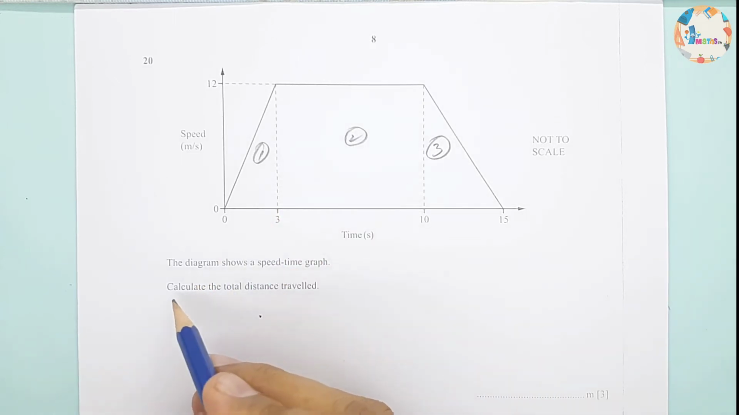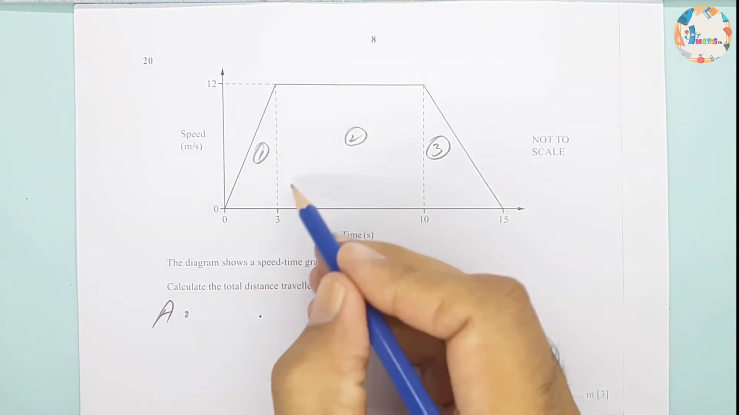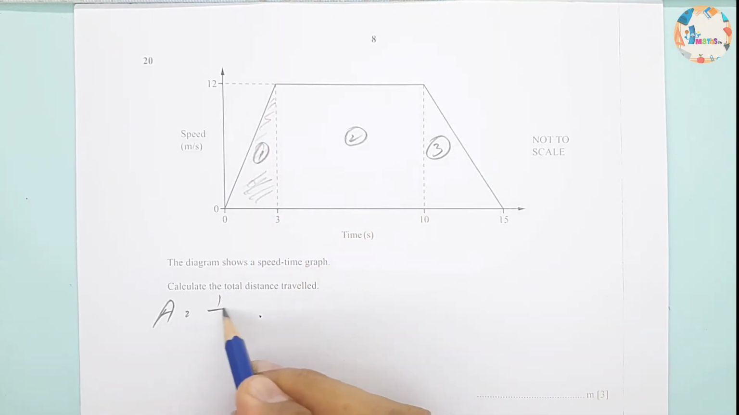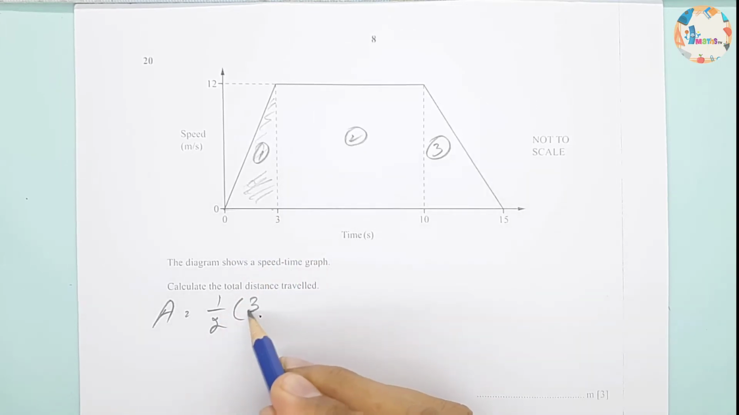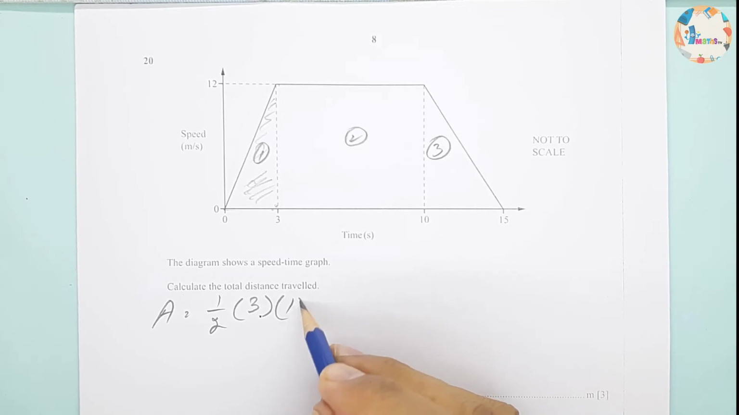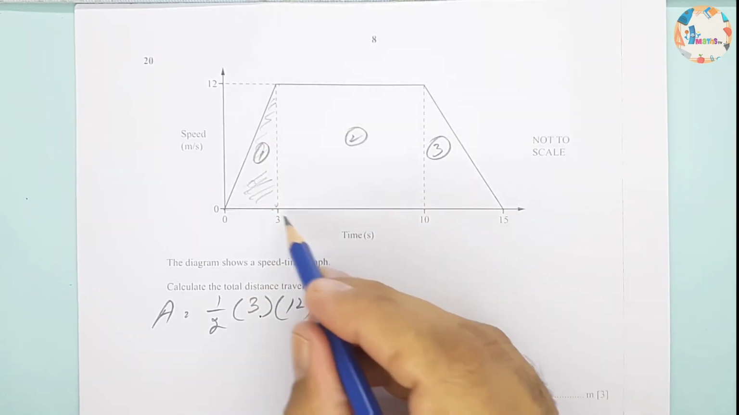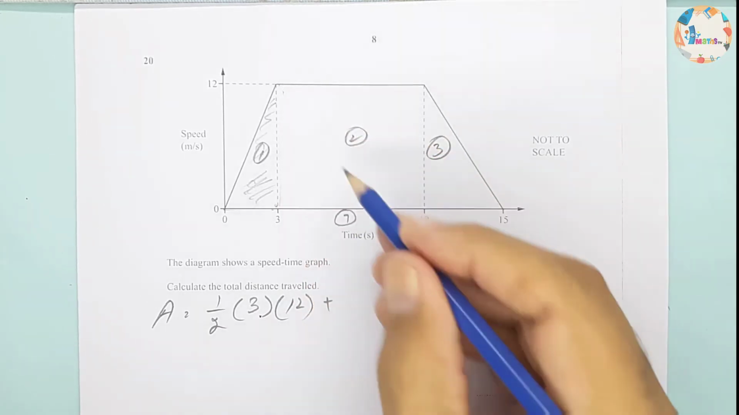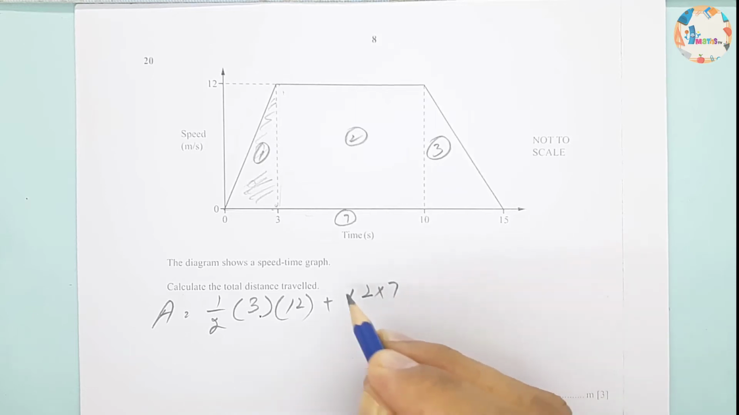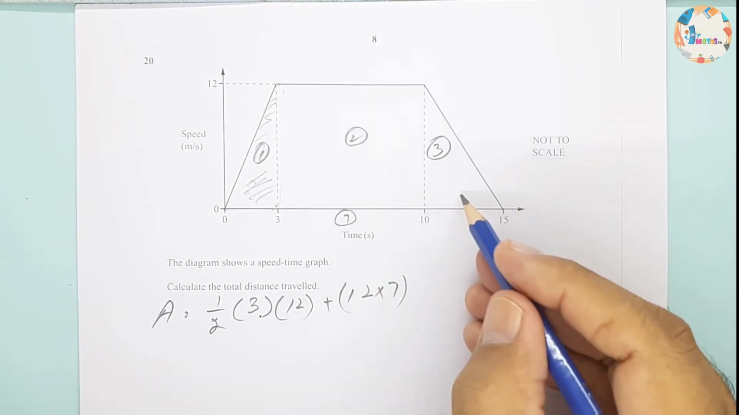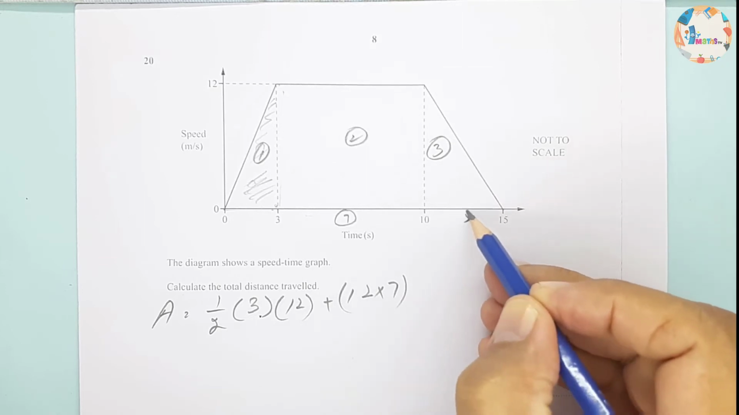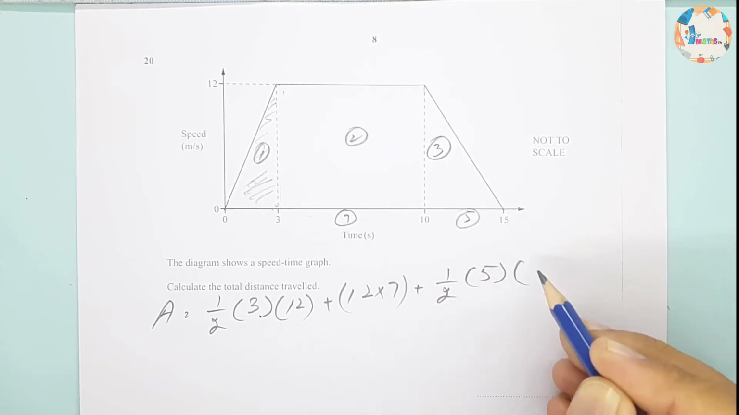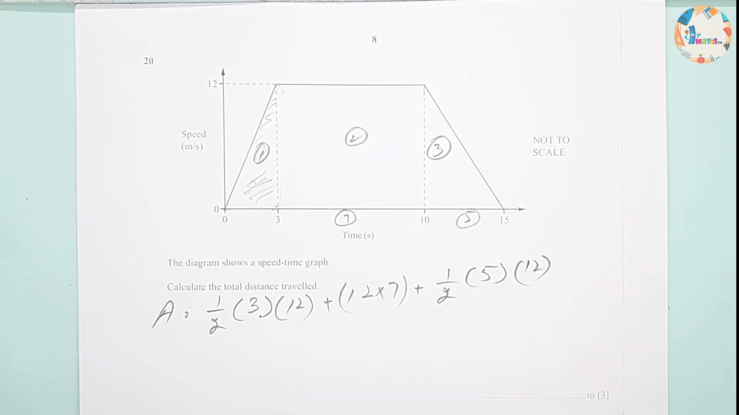So total area will be equal to area of first this triangle, and triangle area is equal to 1 by 2 into base, which is 3, into height, which is 12. This will be area of this plus area of this rectangle. 10 minus 3 will be 7, so this side is 7 and this side is 12. So 12 multiplied by 7, this will be area of this rectangle. And third area is area of this triangle, which is base is 5 and this side is 12. So plus 1 by 2 into base into height, this will be area of the third shape.